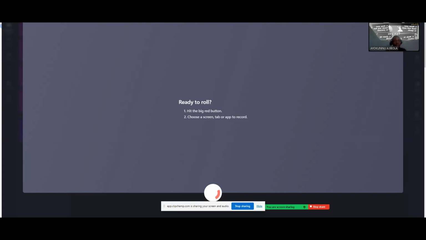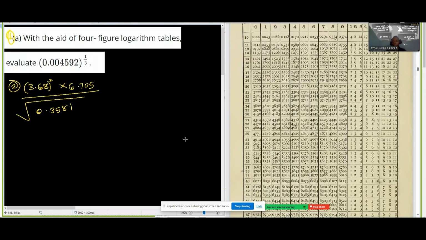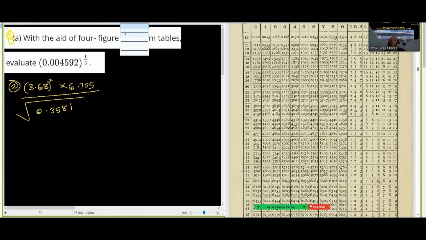The first question says, with the aid of four-figure logarithm tables, evaluate 0.004592 all raised by 1 over 3. What this is simply saying is that we should find the cube root of that number.